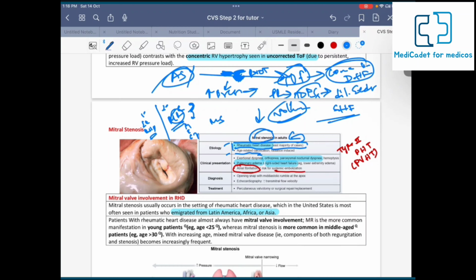When it comes to regurgitation, always think of secondary. Secondary will be the most common cause. When it comes to stenosis, it is going to be the primary. That is the calcification which is affecting the valve itself, or the rheumatic heart disease itself affecting the valve. That is going to be the most common cause.